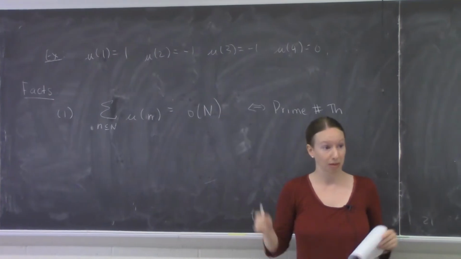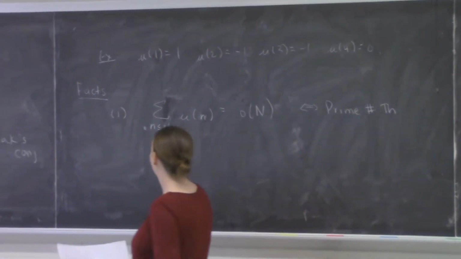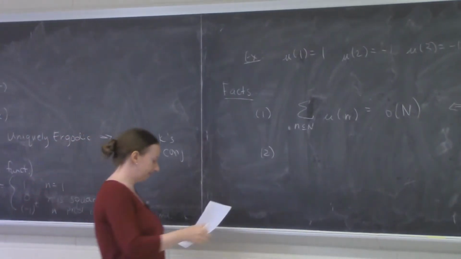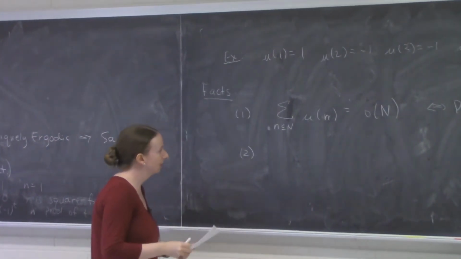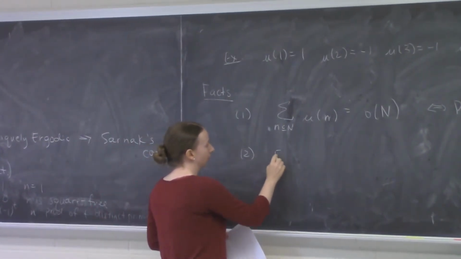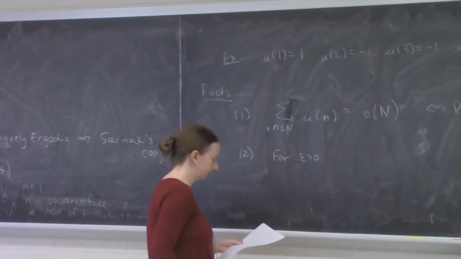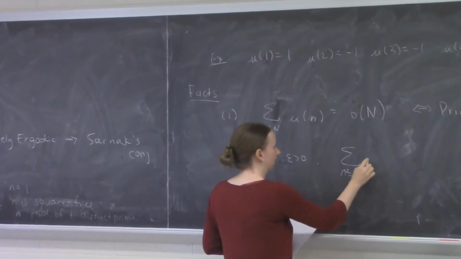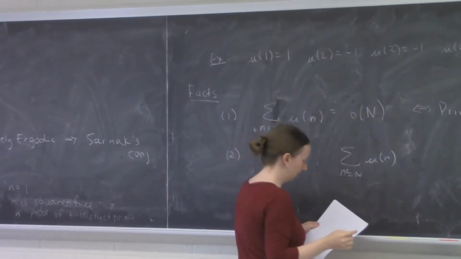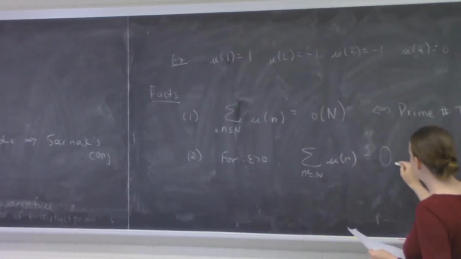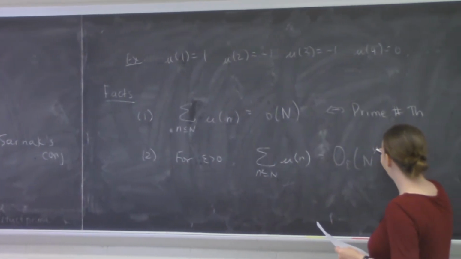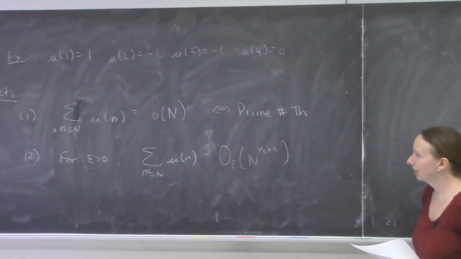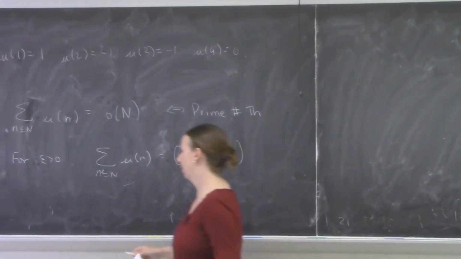Okay, so big important thing, right? Okay, the second thing, on my next page. Okay, so now we have an epsilon. So for epsilon greater than zero, if we have that the sum of mu sub n is equal to big O of n to the 1/2 plus epsilon, this is equivalent to the Riemann hypothesis.